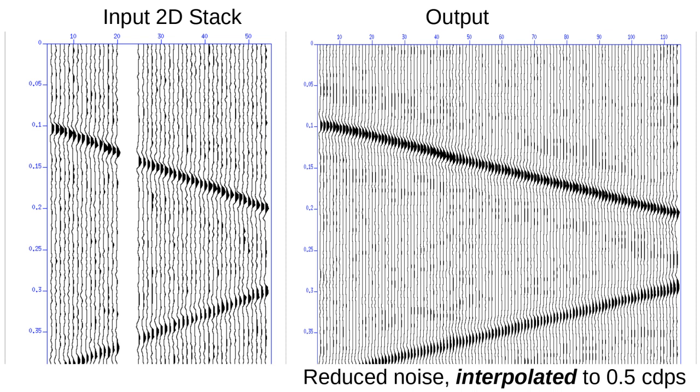Note that the output CDP key is actually reset to twice the input CDP number, since the CDP key is integer and therefore cannot contain fractions. You can also interpolate to quarter CDPs and so on.